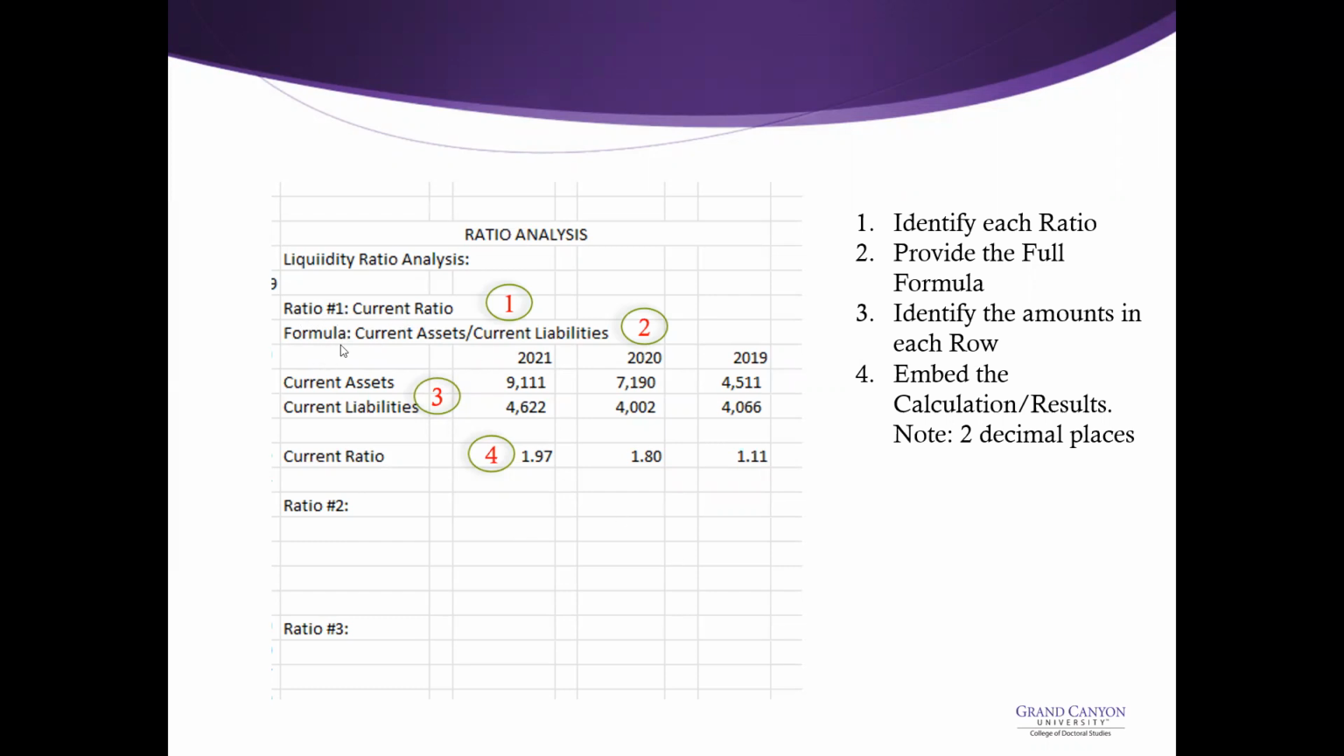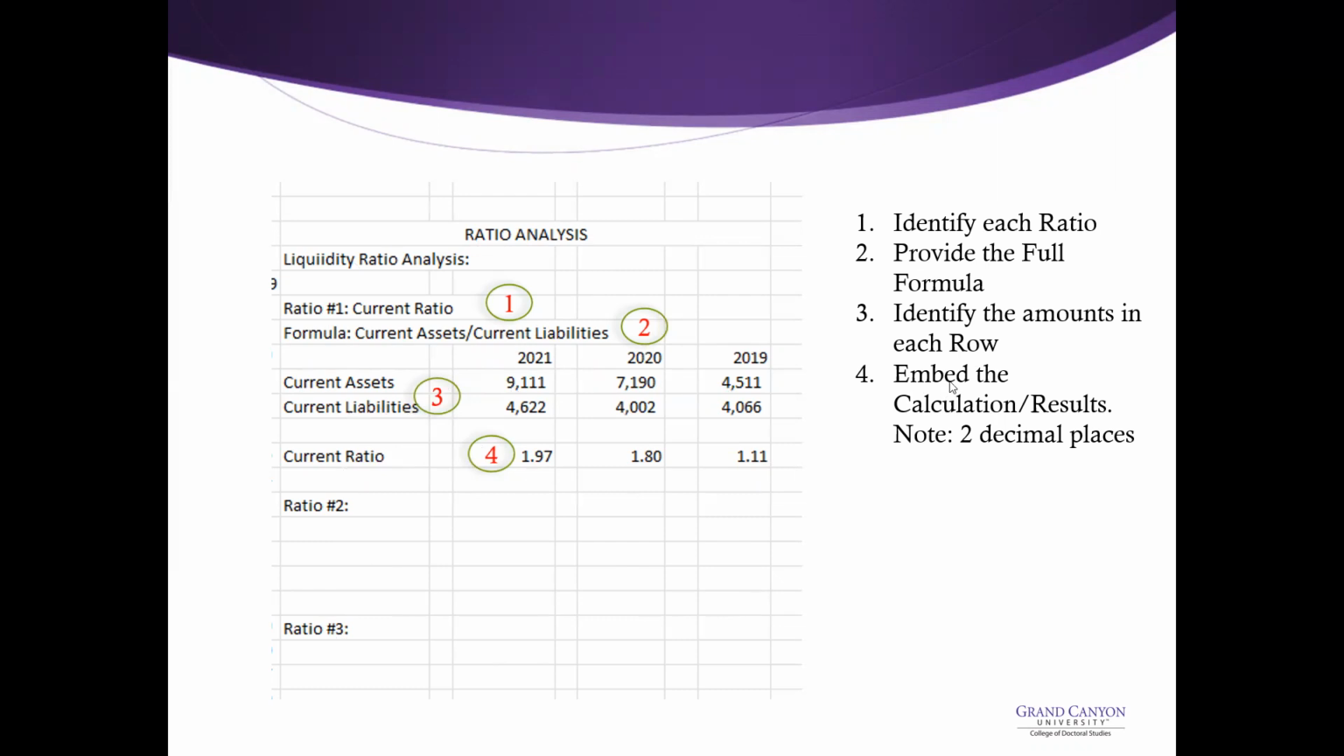Now, right underneath the name, you're going to tell me what the formula is. And the formula here is current assets divided by current liabilities. Okay. Now, in this section, you're going to identify the amounts in each row. So you're going to give me a row that has the current assets for each of the 3 years and the current liabilities for each of the 3 years. Then you're going to embed the calculation results and use just 2 decimal places. So there's 4 components for 1 ratio, and then you'll identify a second ratio and a third ratio.